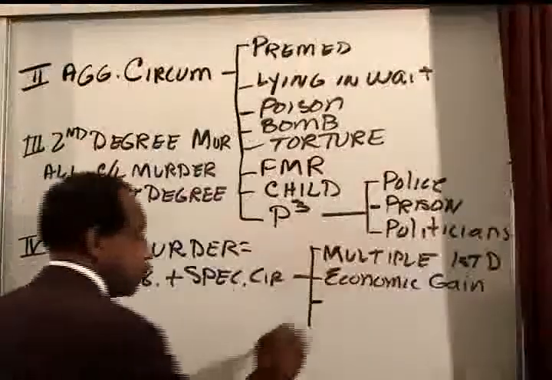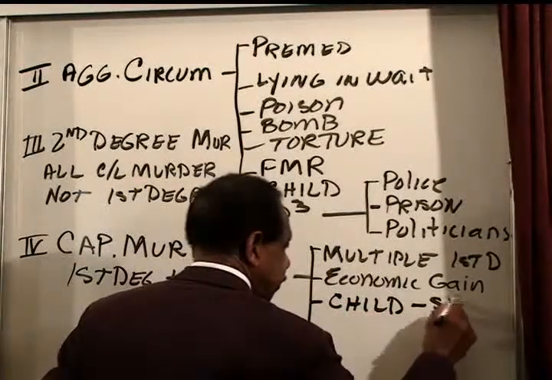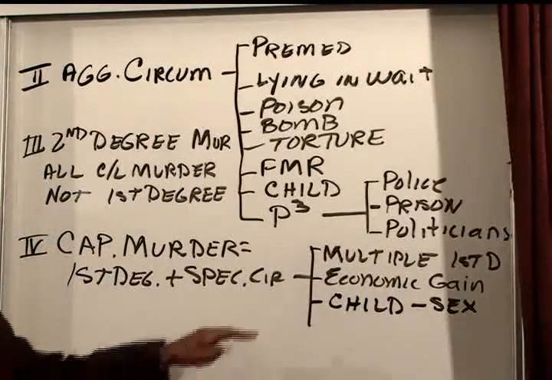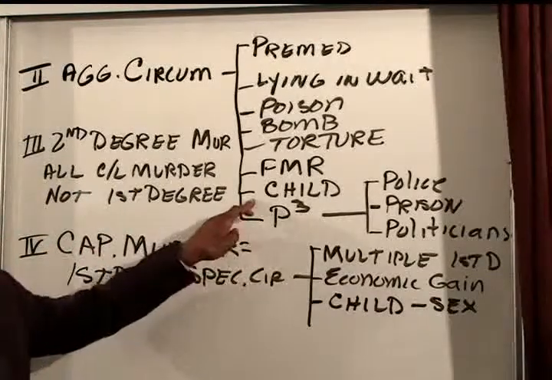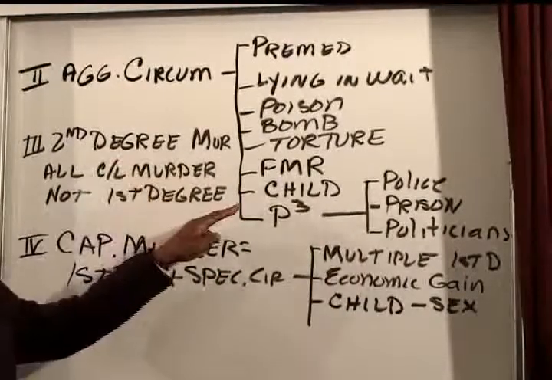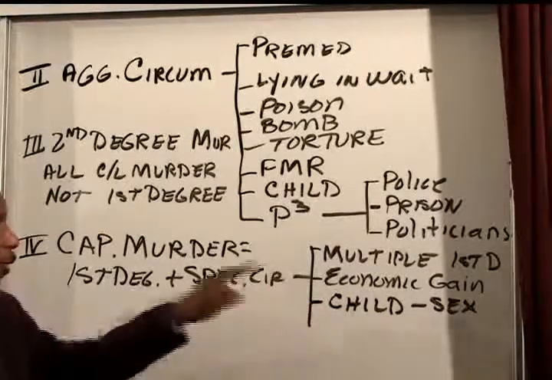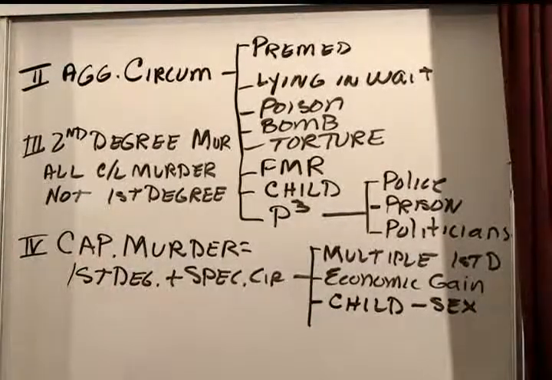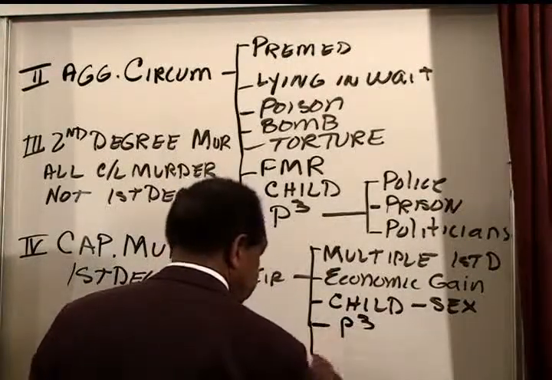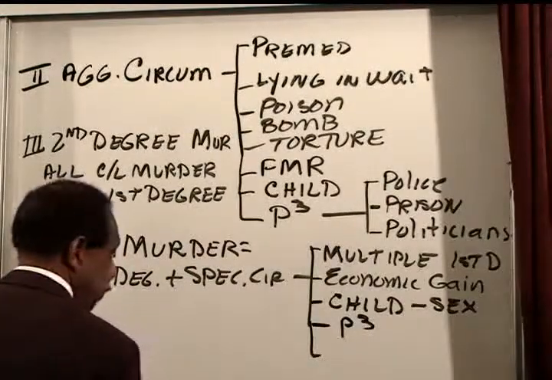The killing of the child during certain sex acts will get you first degree. Now, please understand that the mere fact that you used the fact that it was the killing of a child to get you first degree doesn't prevent you from using that same fact to get from first degree to capital murder. And that's what we have here. P cubed, same thing. Those are the most common ones.